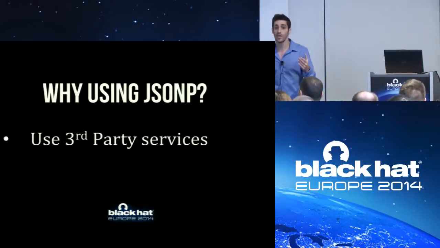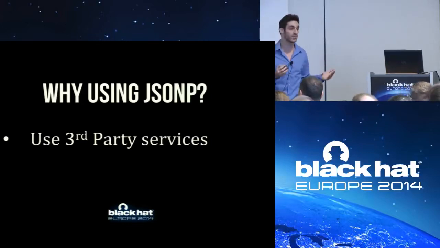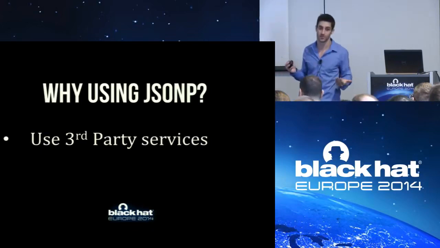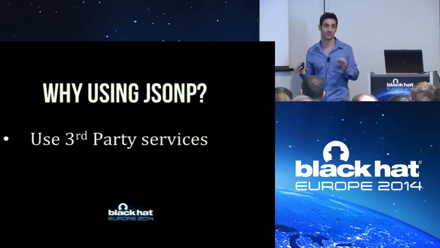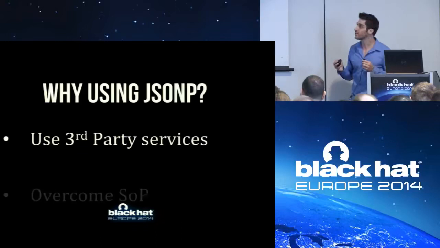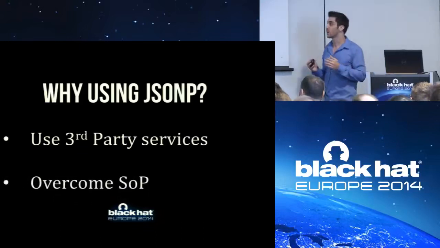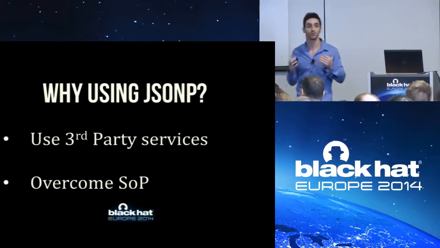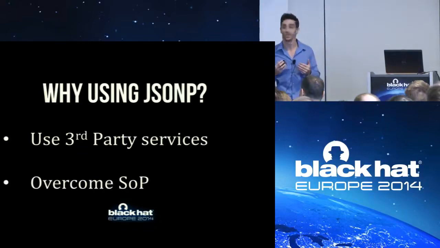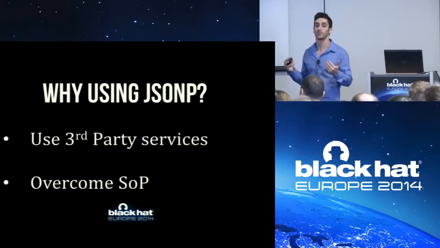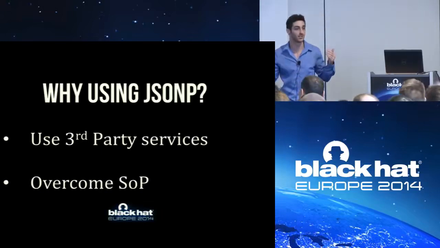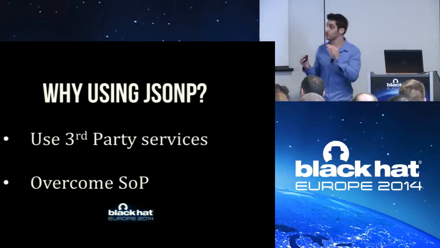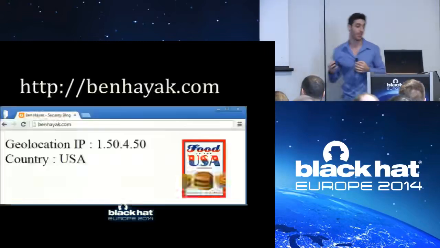We want to use APIs that help us, pretty much like developers will use libraries instead of developing everything from scratch. And when I say external services, I mean services that are not in our origin. So JSON-P also helps us overcome the same origin policy. For example, if you want to import a contacts list from Yahoo, an external service, external API, you can do it with JSON with padding.